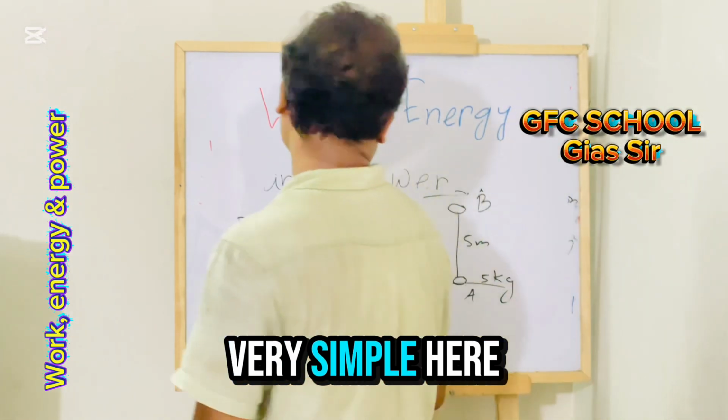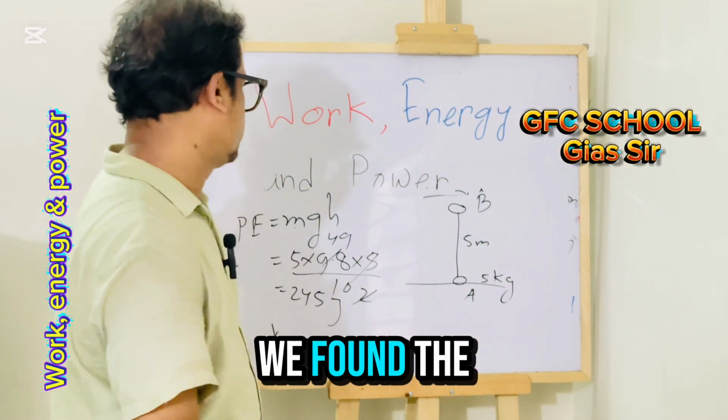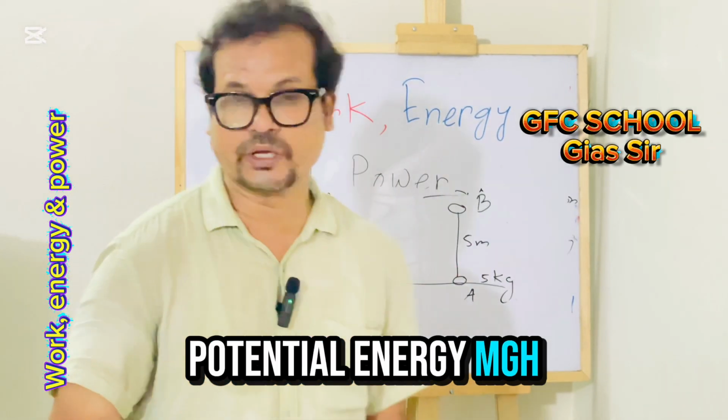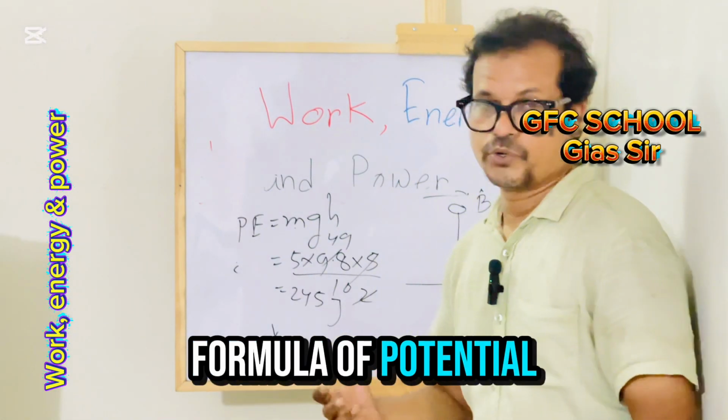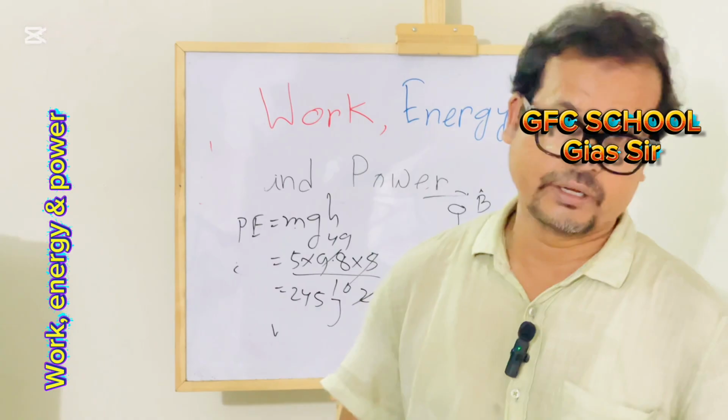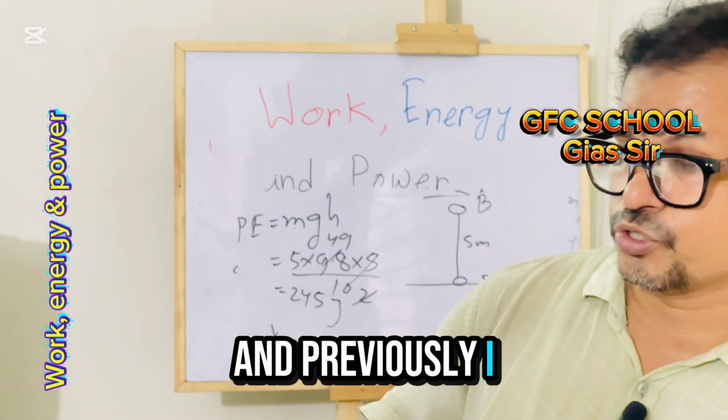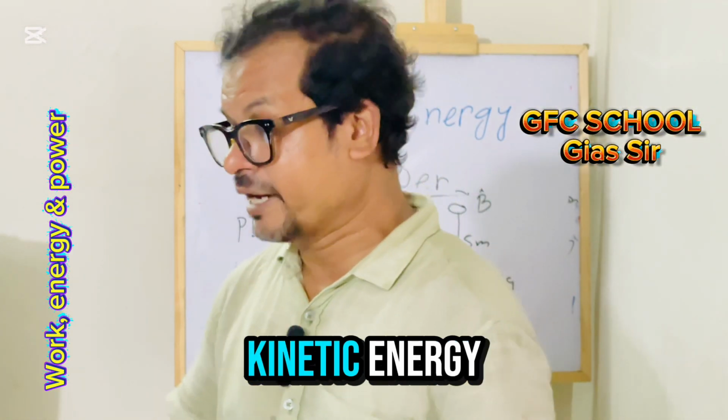Guys, very simple. Here we found the potential energy, mgh. This is the formula of potential energy, mgh, and previously I showed the kinetic energy.